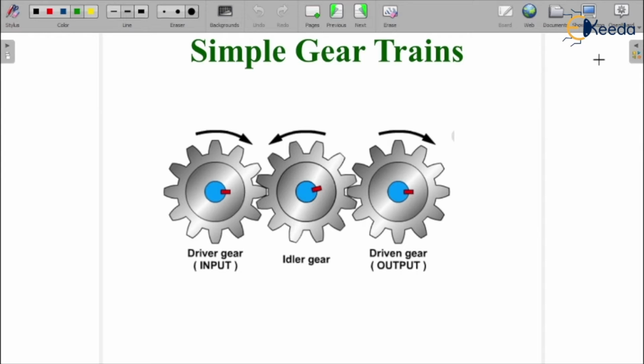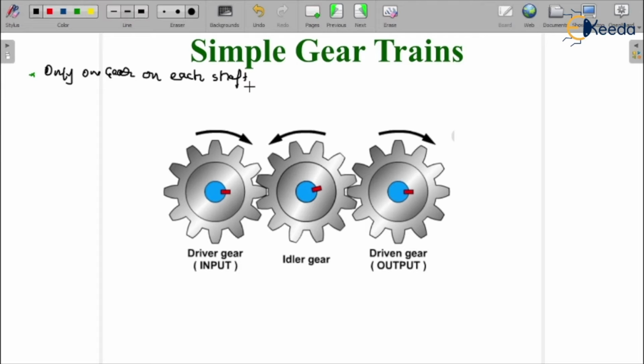What is the meaning of simple gear trains? Simple gear trains means one gear on each shaft. Okay, one gear on each shaft. So there is only one gear on each shaft. So that is known as the simple gear trains.